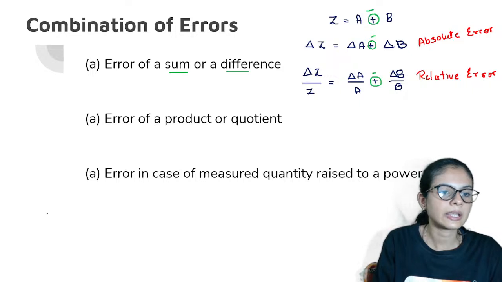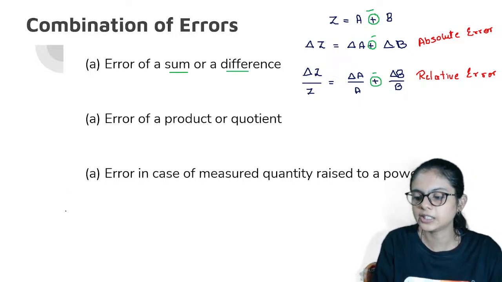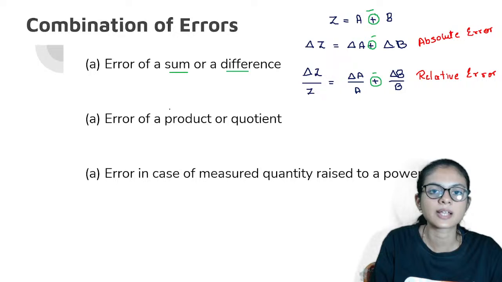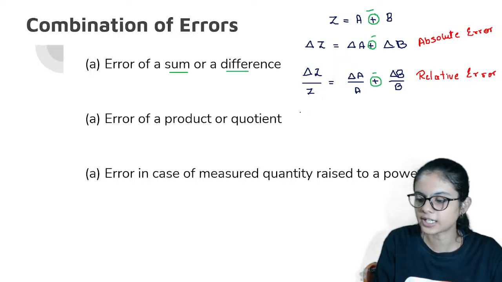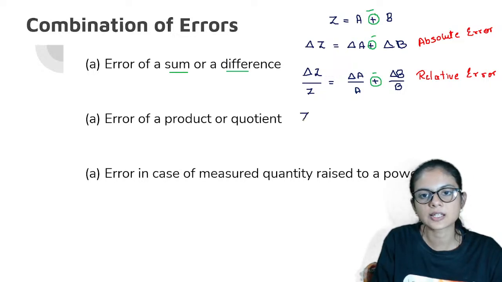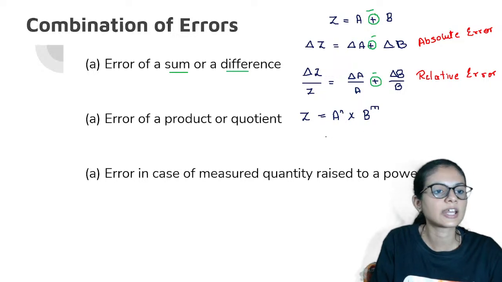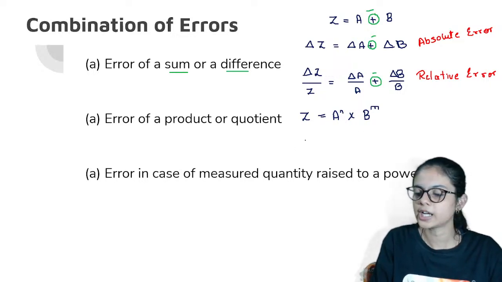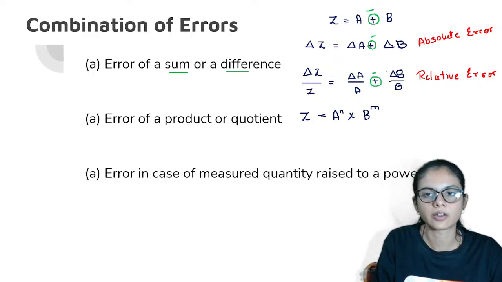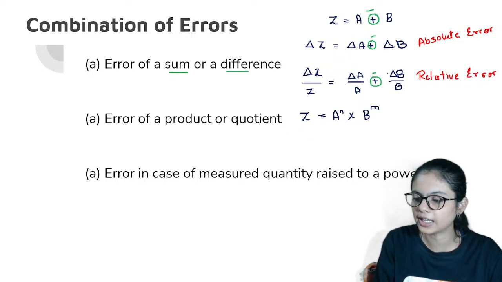Fine. The next thing is product and quotient. Here the game changes. It's not the same as addition and subtraction, it is different here. So if there is a quantity in the format of a power n into b power m, there is multiplication and there are powers also, right? It looks complicated, but I'm jumping into the relative error of this, not the absolute error.